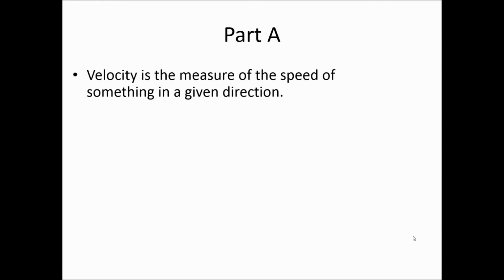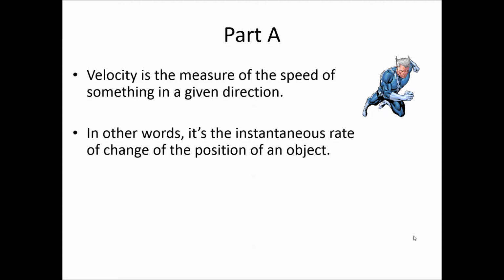Now, most people would consider velocity as a measure of speed of something in a given direction. We will be more specific and say that velocity is the instantaneous rate of change of the position of an object. We know that a derivative is the instantaneous rate of change of y with respect to x when x equals a, and thus the formula for a derivative is appropriate to calculate velocity when given a position function.